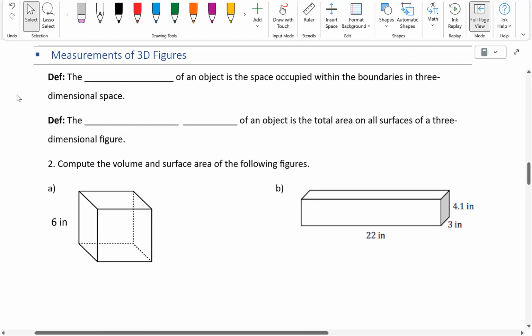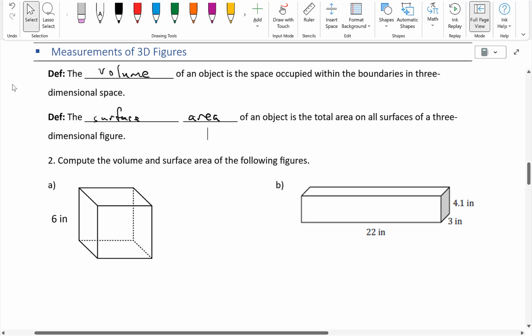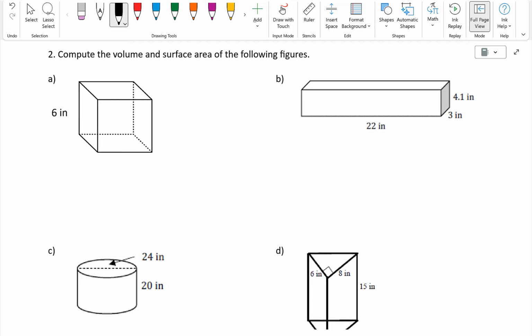All right, for 3D figures, we start with a definition. The volume of an object is the space occupied within the boundaries in 3-dimensional space. And we also have that the surface area of an object is the total area on all surfaces of a 3-dimensional figure. So we want to compute the volume and surface area for the following figures. For A, we have a cube with a side of 6 inches.